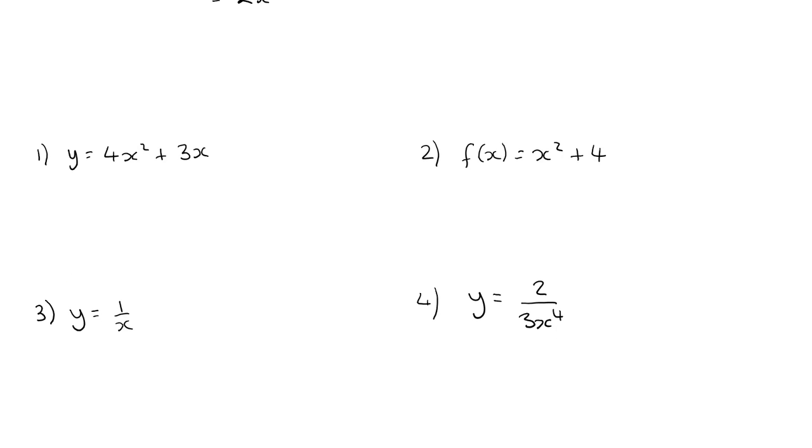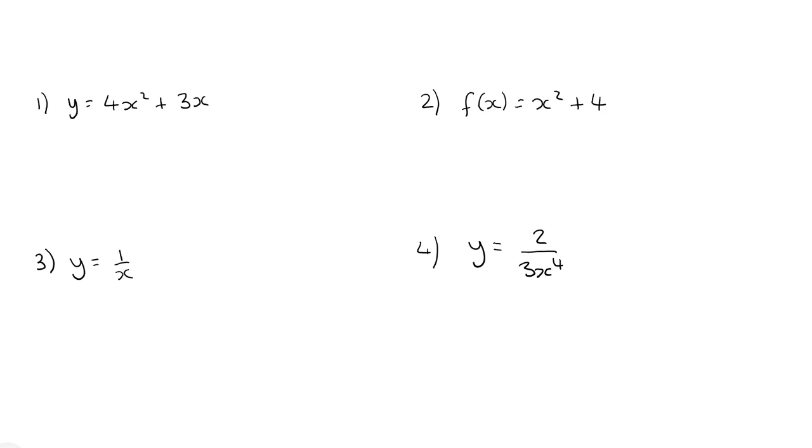Alright, so I'm going to work on these 4 questions here. Starting with number 1, we've got 2 separate terms. Remember, terms are divided by plus or minus signs. So we differentiate each term on its own. Now I'm just going to write up here our formula, f of x equals x to the n, and the derivative, f dash of x, is equal to nx to the n minus 1.